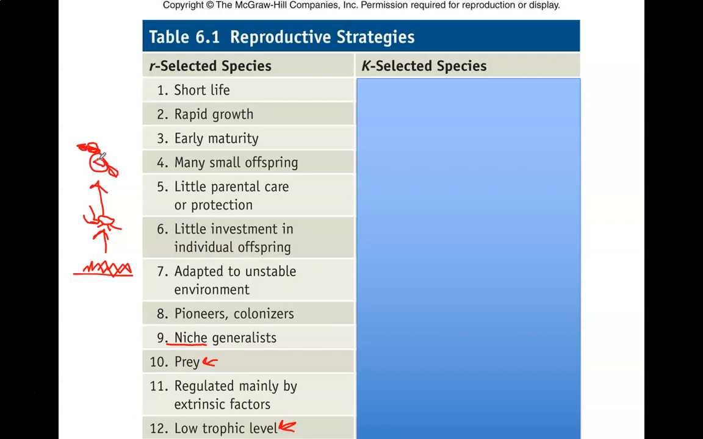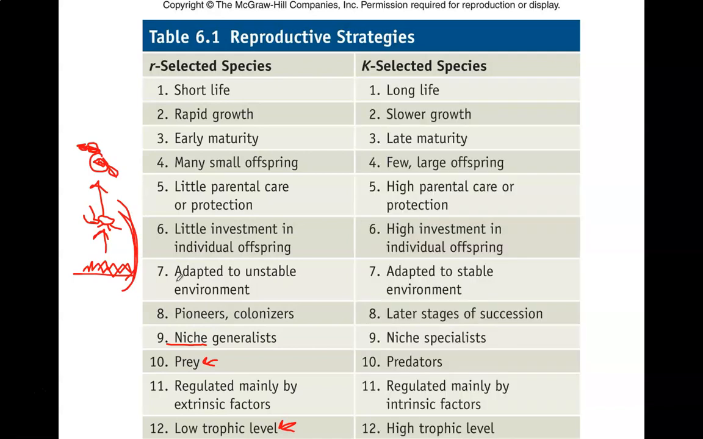So these guys are going to be generally down here, right? Okay. And if you look now at the K-selected species, they're pretty much the opposite of the R-selected species, right? Almost every single one of those is the opposite of an R-selected species. So what do you think might be an example of a K-selected species?